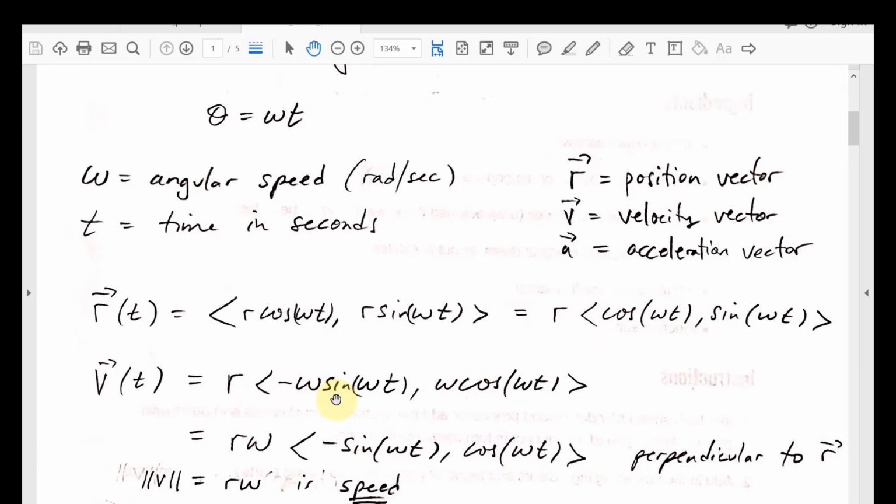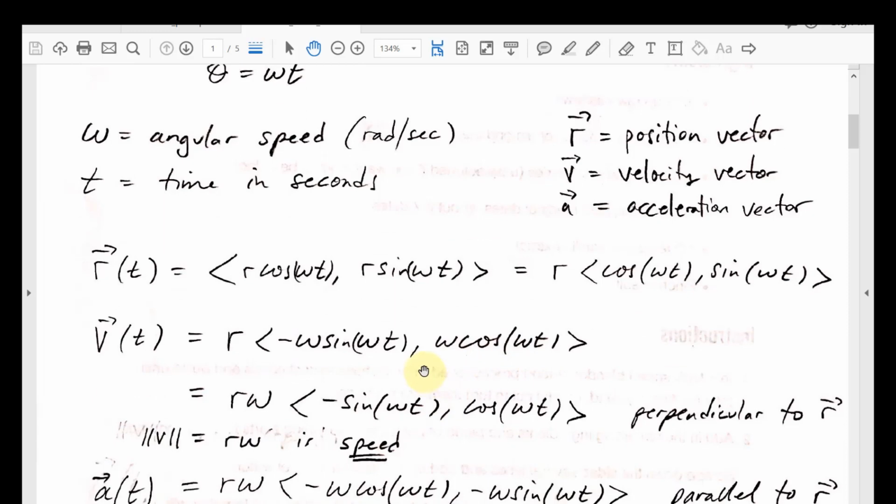The constant just stays in front, and here I'm taking a derivative of cosine and I get minus sine, with an extra omega from the chain rule. The derivative of sine is cosine, with an extra factor of omega by the chain rule. If I factor out that omega and put it in front, now I have an expression for the velocity vector for the rocket. This factor out in the front indicates the magnitude of the velocity. This is actually the linear speed of the rocket.